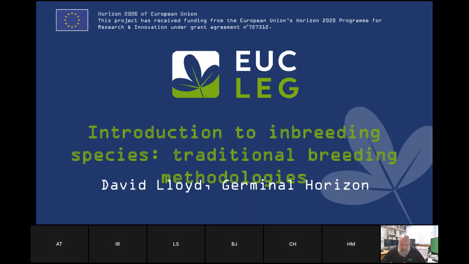What pure line cultivars are, which is the typical way that we breed inbreeding species. I'm going to give a couple of examples of how we traditionally breed pure line cultivars and a couple of examples of how we can speed things up. It's important to note that this is just going to be a brief introduction. Full coverage of these concepts would easily fill a semester worth of undergraduate level lectures. So apologies if I skip over some of the more nuanced aspects of the subject.